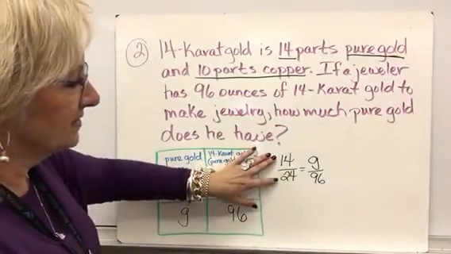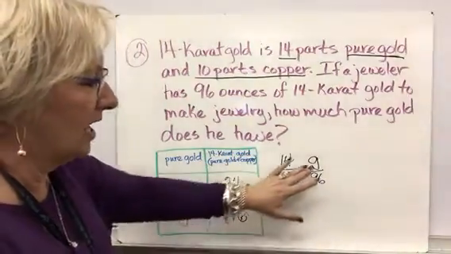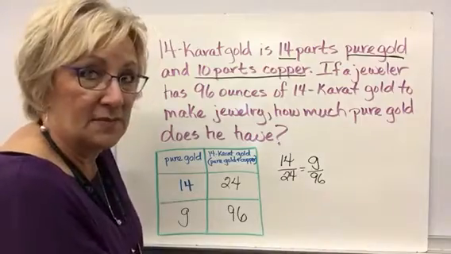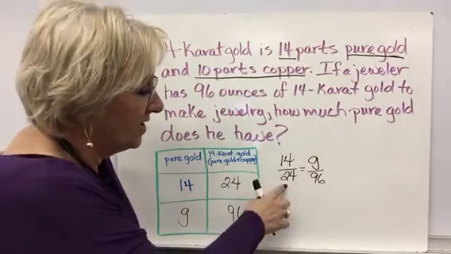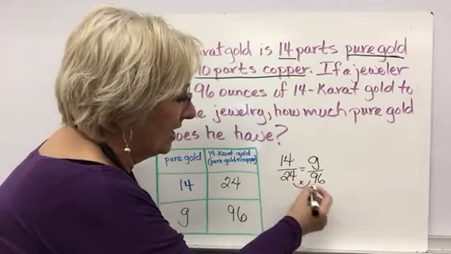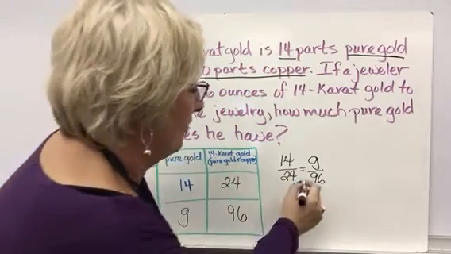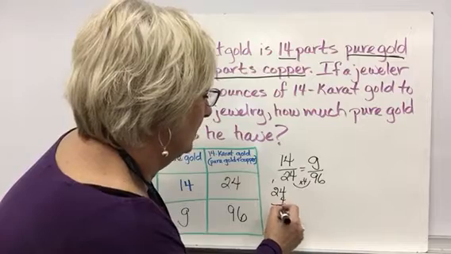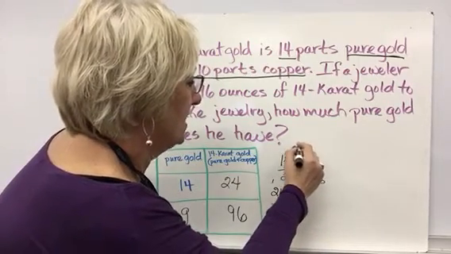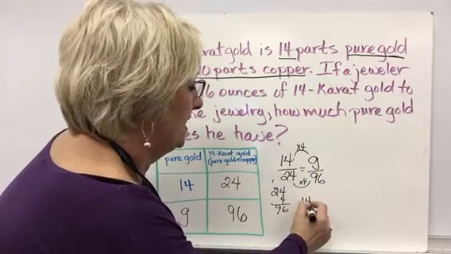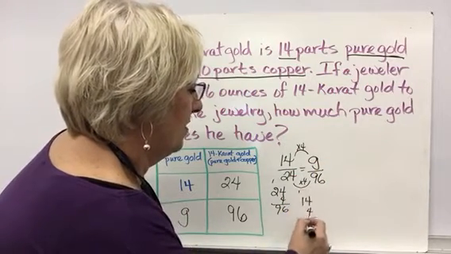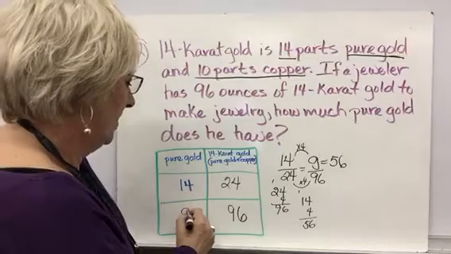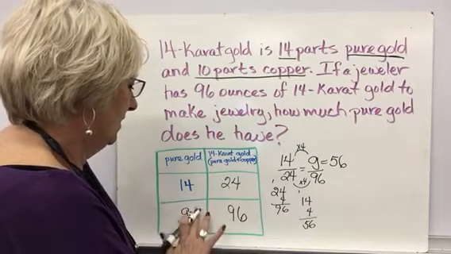All right, I can look at this and say, let's go ahead and cross multiply these two, or I could say, what did I do to 24 to get 96? Is there anything times 24 that will give me 96? I know that if I multiply it by 4, 24 times 4 is 16, carry my 1, yes, that's going to give me 96. So I can multiply 14 by 4, and I know that 14 times 4 is going to be 16, carry my 1, that's going to be 56. So he's actually got 56 ounces of pure gold in all of this.